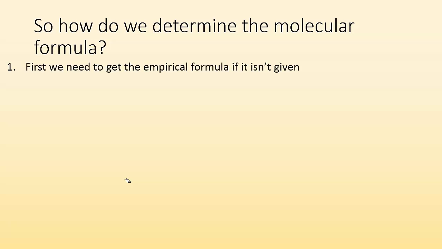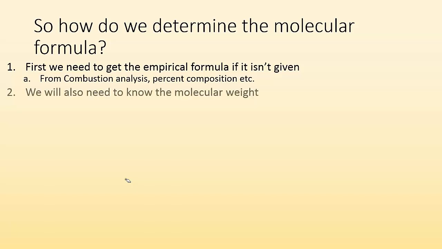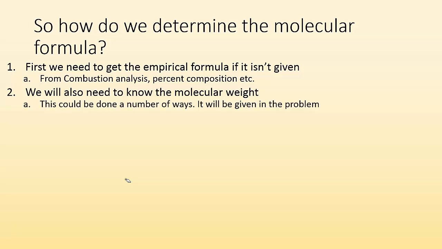How do I figure that out? Well, first we need to determine the empirical formula if it isn't given. So if you're given a combustion analysis kind of problem or percent composition, you've got to figure out the empirical formula from that data. Those are whole other videos, right? Secondly, we'll need to know what the molecular weight is. Experimentally, this could be done a number of different ways. In the problem, it won't tell you how they figure it out. It'll just give it to you.